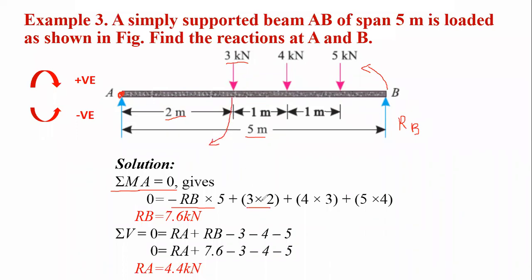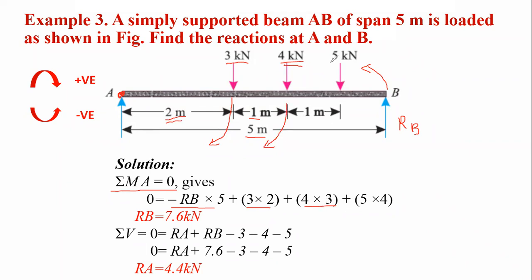That's why it is positive. Now, the 4 kilonewton force into the perpendicular distance, which is this 2 plus this 1, becomes 3. That's why 4 into 3. And it is making a clockwise moment about point A. That's why it is taken as positive.